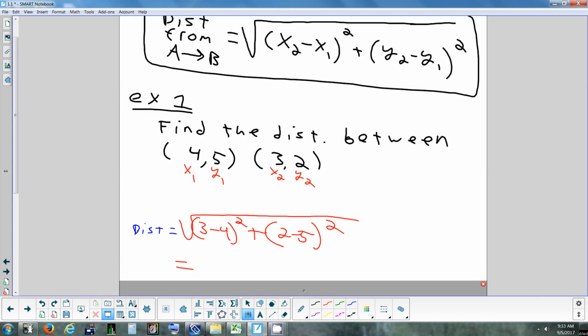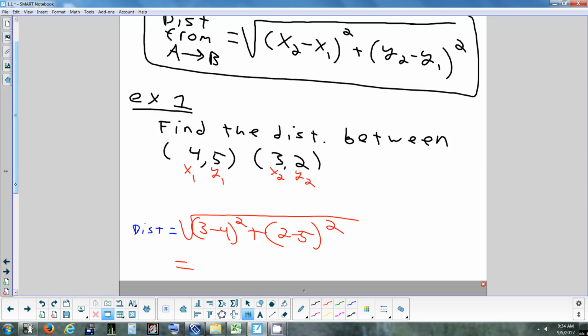How come 3 minus 4 or 4 minus 3? It doesn't matter which way you do it. Just do it consistently all the time. You square the result. If you take 3 minus 4, that's negative 1. If you take 4 minus 3, that's positive 1. If you square each of the numbers I just said, it comes out the same.